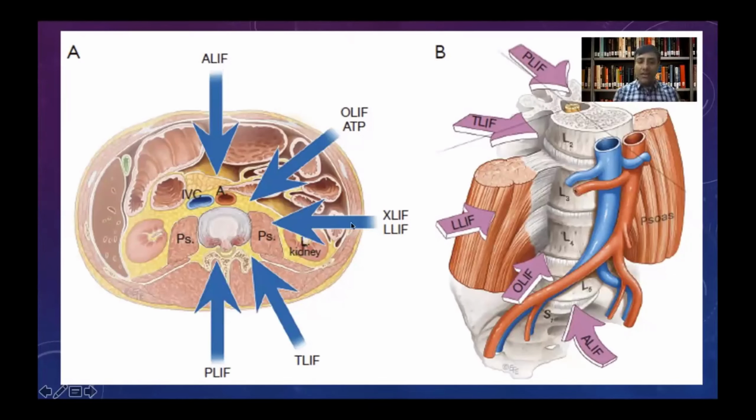Then you can go laterally, that is the lateral lumbar interbody fusion or the XLIF. And then if you go anterolaterally, you have the OLIF approach, and this is also known as the ATP, that is the anterior to psoas approach. In the coronal section, you can see here that you are going through the psoas muscle in LLIF and you are going anterior to the psoas muscle in OLIF.